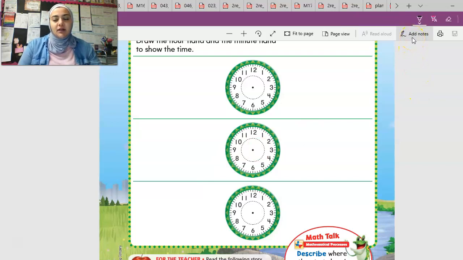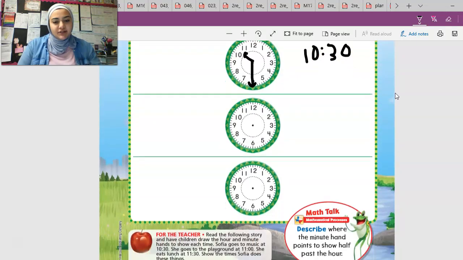So the small hand, or the hour hand, is 10. That means it's right here between the 10 and the 11. And the big hand is 30, which is the minutes. That means it's on the 6. So the time is 10:30. And again, the 10:30 is between the 10 and the 11. And write 10:30 here, as though this is a digital clock.